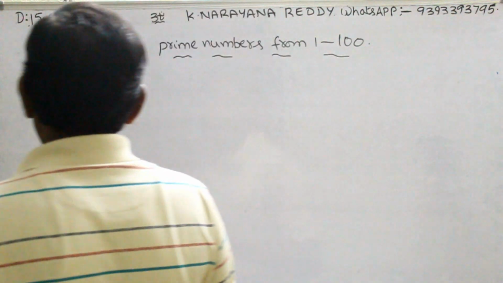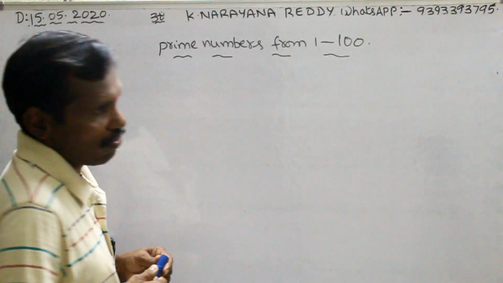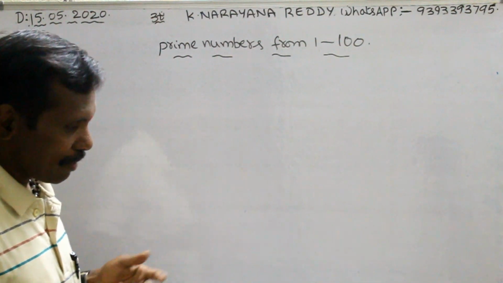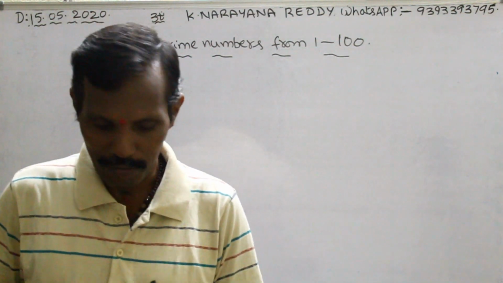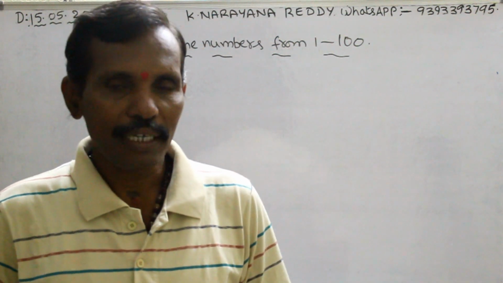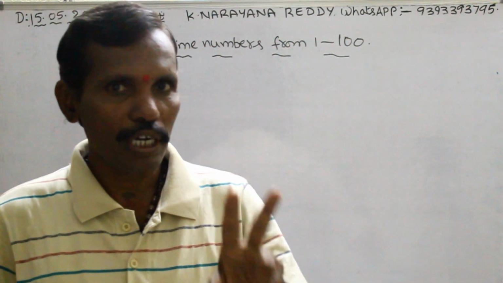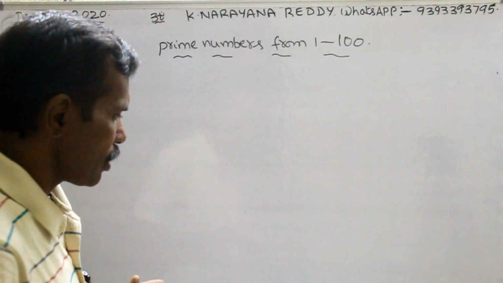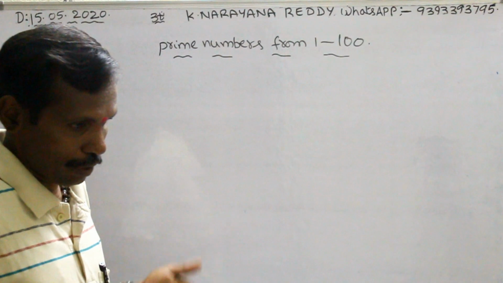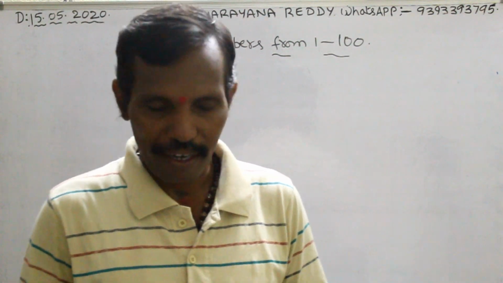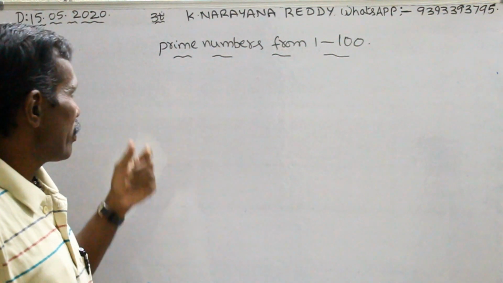Okay guys, see the definition of prime numbers. What is a prime number? A prime number is nothing but a number which contains two multiples, those are 1 and itself. So a prime number contains only two multiples, 1 and itself. That is a prime number. Now, what are those prime numbers, how to identify them, and how to count the prime numbers from 1 to 100? First of all we have to know the definition.